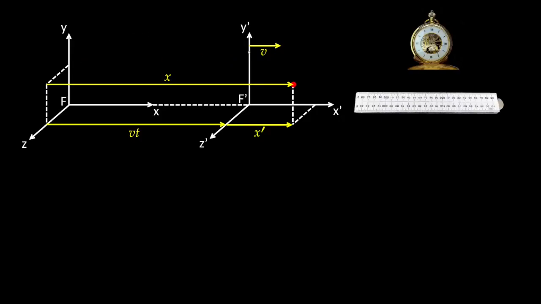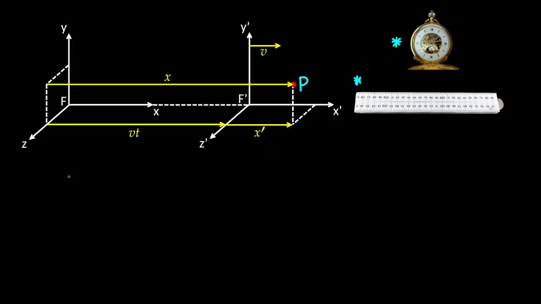We have two inertial frames of reference, where the primed frame is moving at a constant velocity with respect to frame F. To simplify things, we'll first consider motion in the x direction. So we have an event that occurs at point P, and we measure the space and time coordinates with respect to each frame, using meter sticks and clocks.